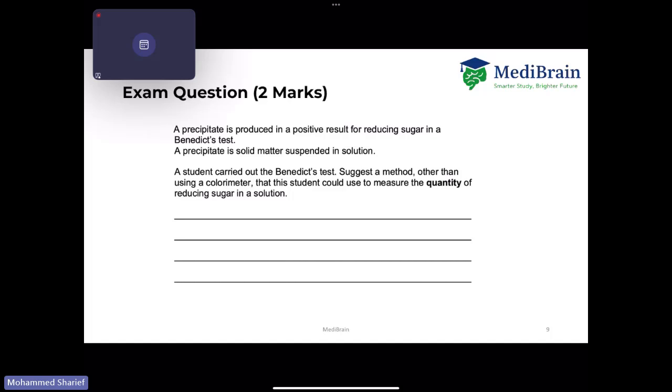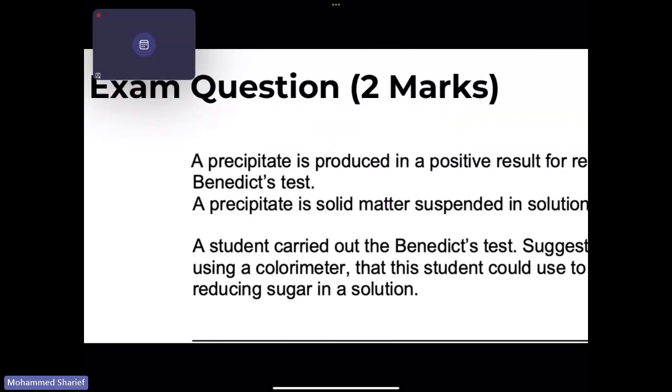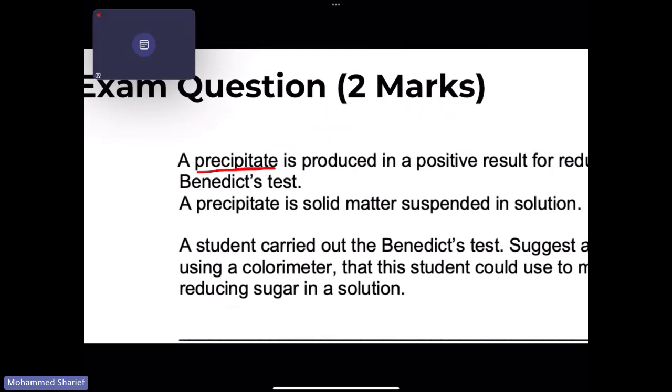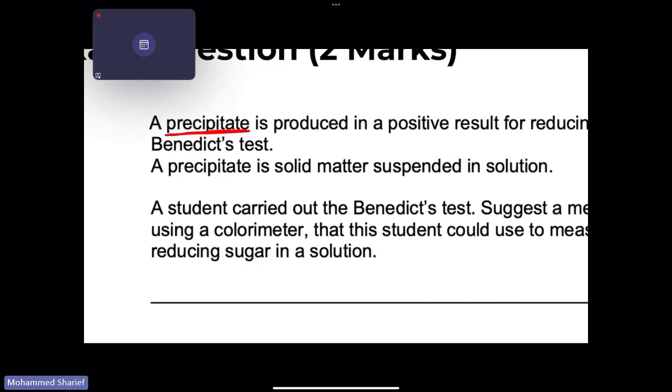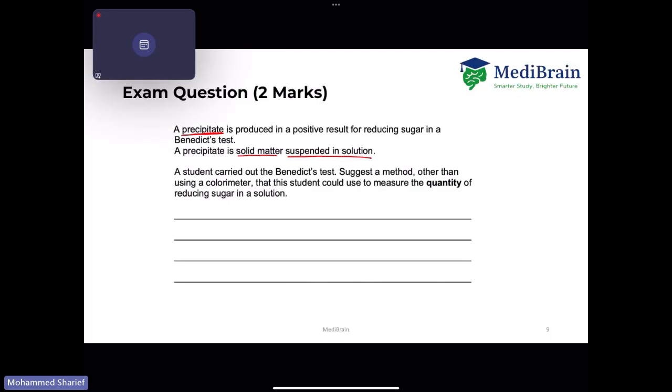Okay, so once we've tested for reducing sugar, a positive result is basically shown by a precipitate, and it's given you a clue in the question that a precipitate is formed. Normally, they wouldn't give you that clue. It also tells you what a precipitate is: solid matter suspended in solution. And that's what a positive result is. So it's basically told you everything you need in order to answer the question.